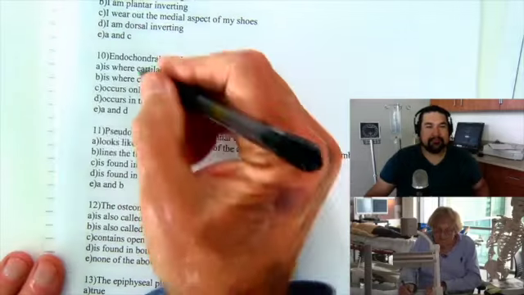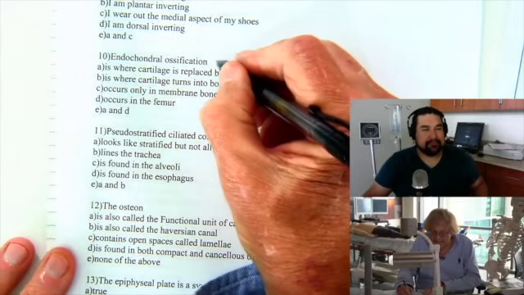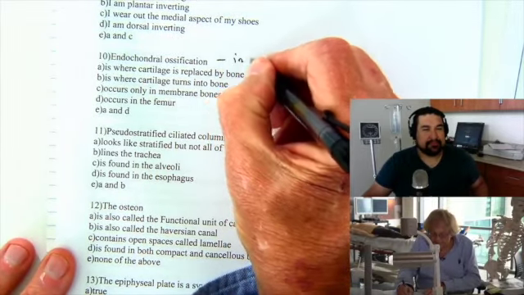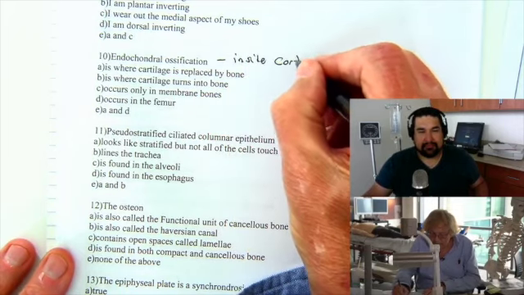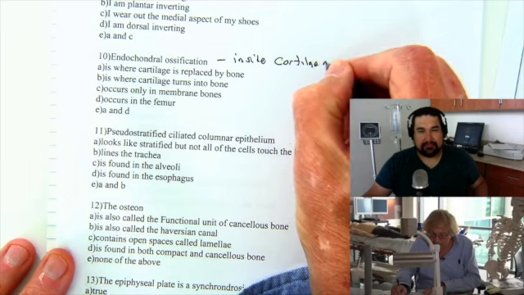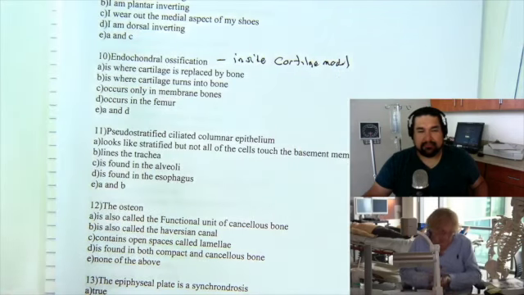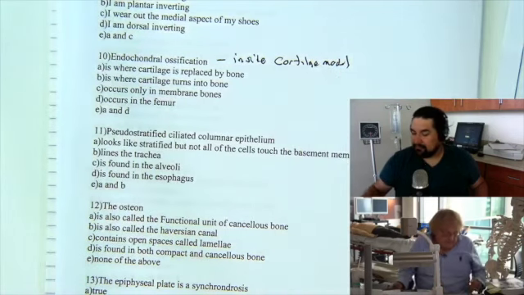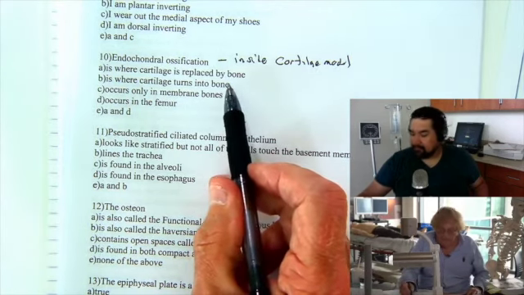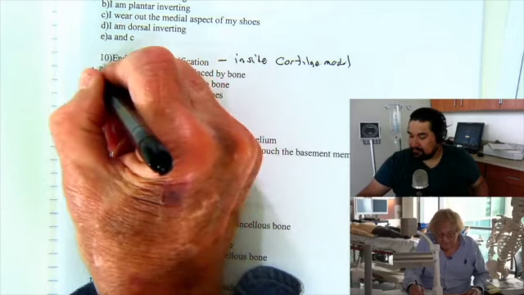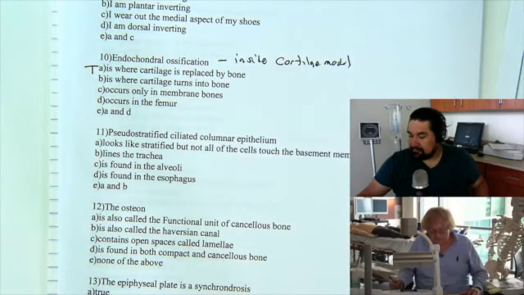Endochondral. Remember, endochondral means inside a cartilage model. So let's think about that, inside a cartilage model. Well, it says it's where cartilage is replaced by bone. That's actually a true statement. Is where cartilage turns into bone.